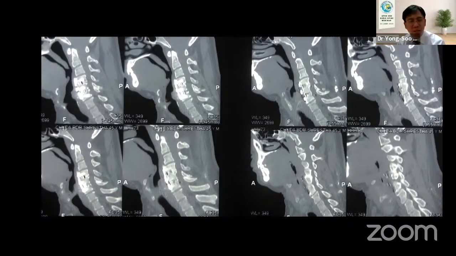I think in this case, please check the adjacent segment problem. Adjacent segment problem. Yes, and this is even the levels. Yes, please.